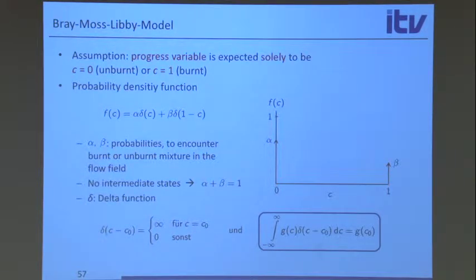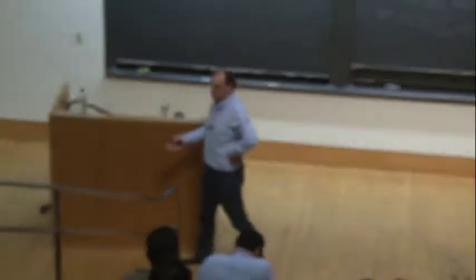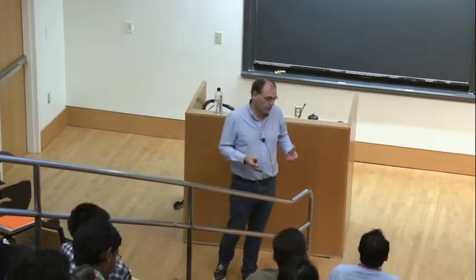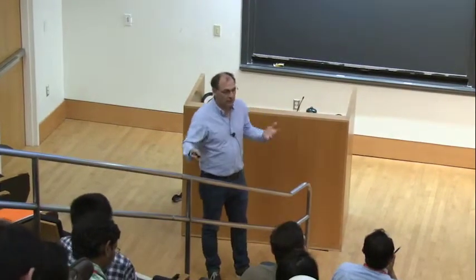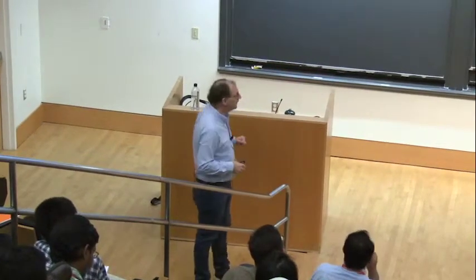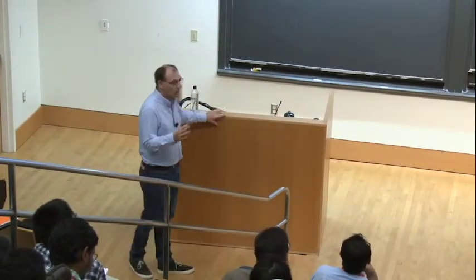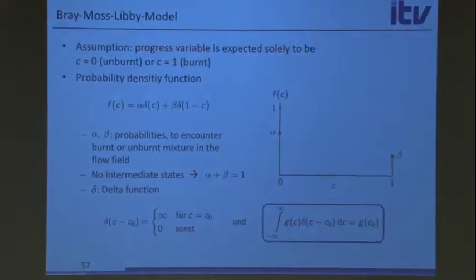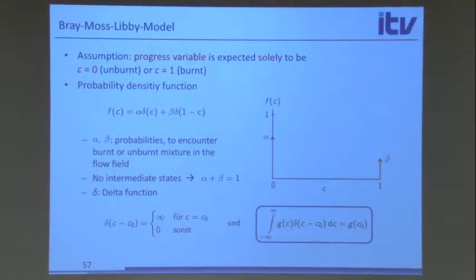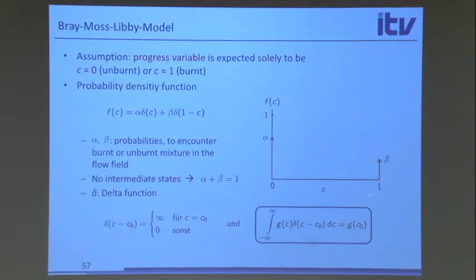We can immediately find a model for the PDF of the progress variable. And we said earlier, if we have a problem that depends on a scalar, and I know the PDF of that scalar, then everything is done. I can close all terms. The PDF of the progress variable is then a double delta function, because there are only two allowed values, 0 and 1, which means I have one delta function at 0 and one delta function at 1.